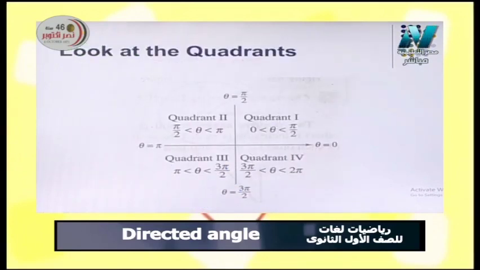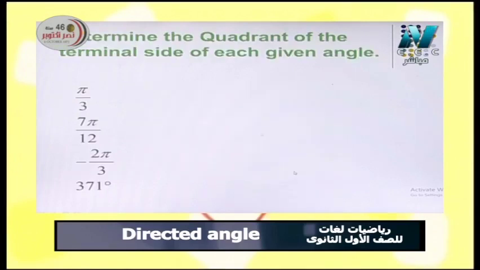So we have a conclusion here. The first quadrant includes angles between 0 and pi over 2, which is 0 and 90. The second quadrant includes between 90 and 180, which is pi over 2 and pi. The third quadrant includes between 180 and 270, which is pi and 3 pi over 2. And the fourth quadrant includes between 270 and 360, or 3 pi over 2 and 2 pi.